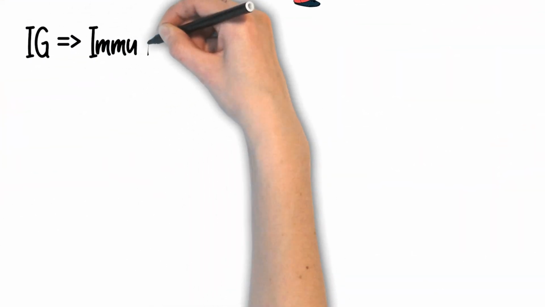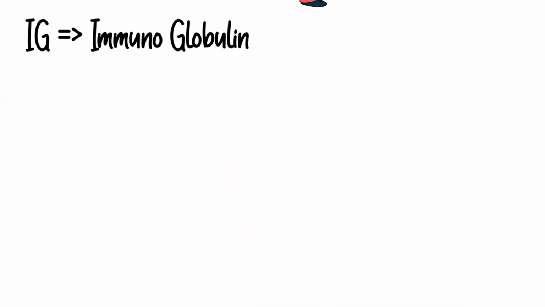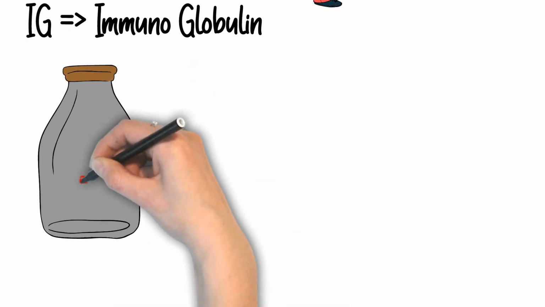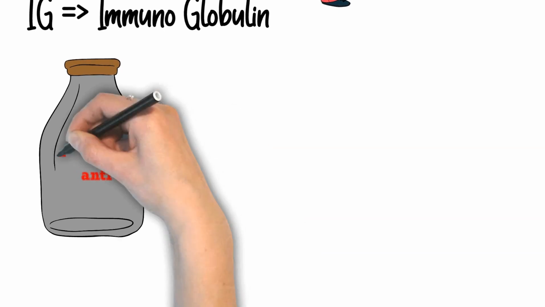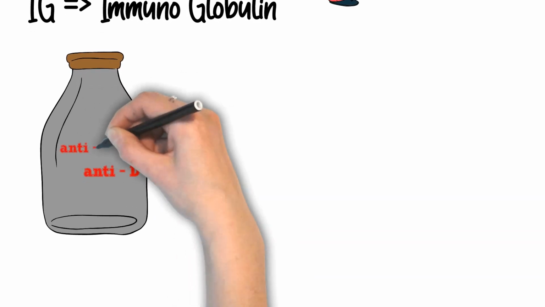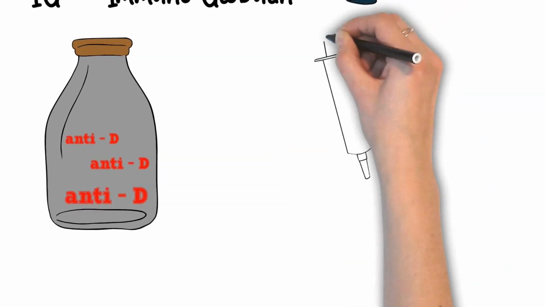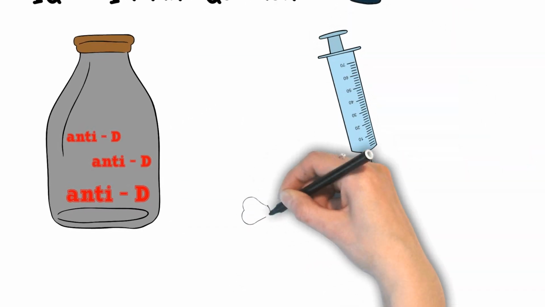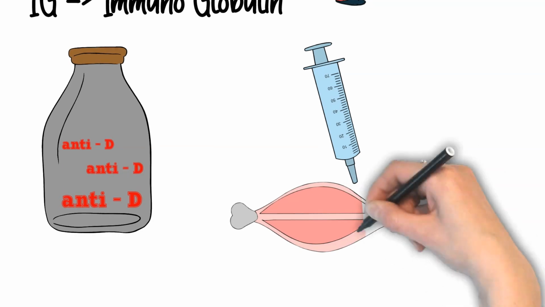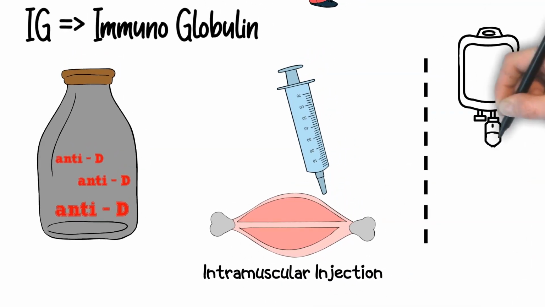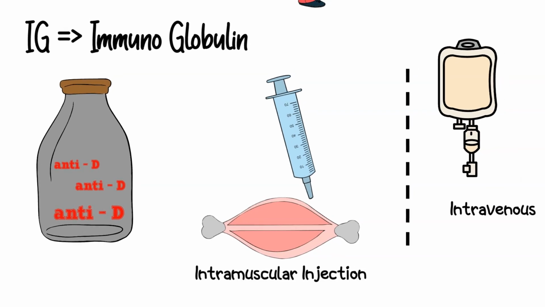Ig is the abbreviation for immunoglobulin. For this video, I will refer to Rh-immunoglobulin as RhIG. RhIG is a medication that is prescribed to a childbearing patient with Rh-negative to prevent the patient from developing antibody anti-D. RhIG can be administered by intramuscular injection or intravenous depending on the type of RhIG that was prescribed to the patient.